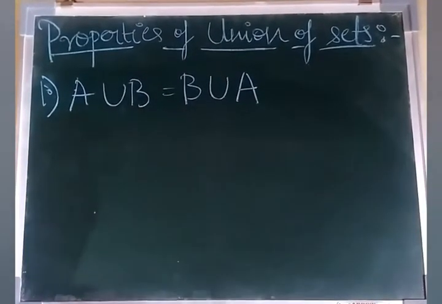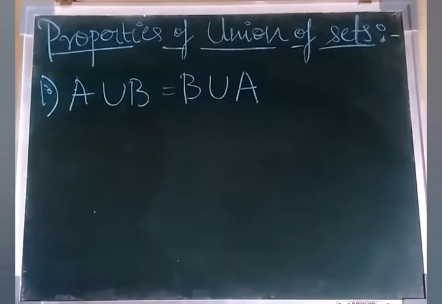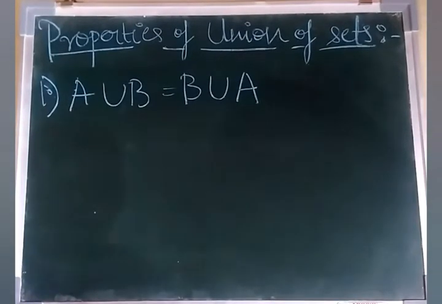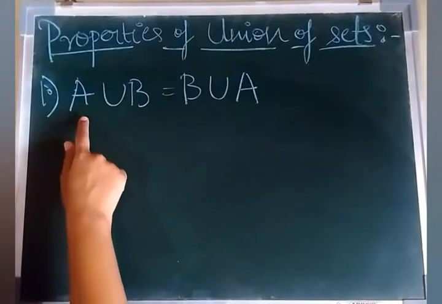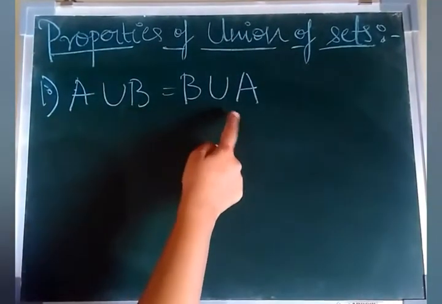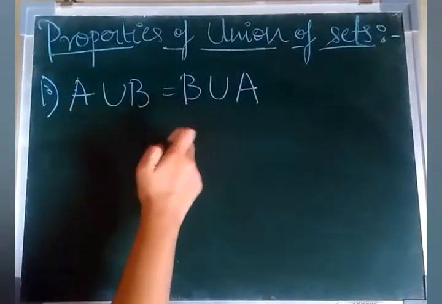Okay. Now we will discuss a few properties of union of sets. The first such property is A union B is the same as B union A. So this is very much clear, right?